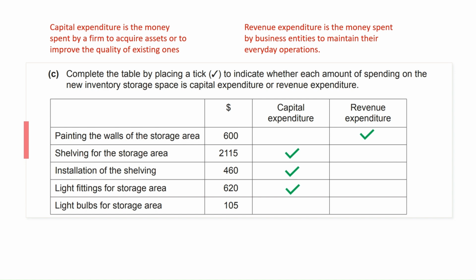Last one, light bulbs for storage area. It's more like a replacement cost. When you're trying to replace an asset or repair something, that is revenue expenditure. With that, we are done with part C.